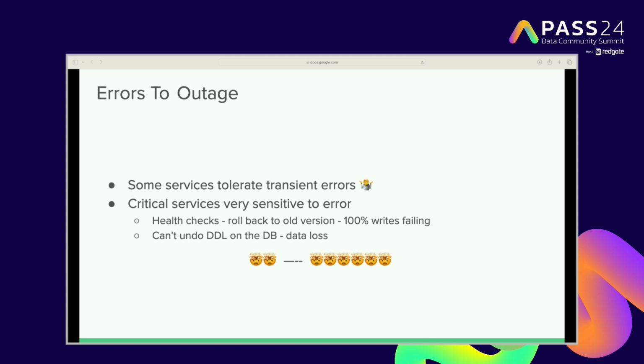Many systems, while deploying stuff, will use health checks, and health checks often rely on error rates. So if a health check notices that error rates on the old version went up as soon as you deployed new stuff, it's going to roll back to the old state. If you roll back to the old state, all your writes are failing, 100%. So again, service outage. And now a question comes to mind.